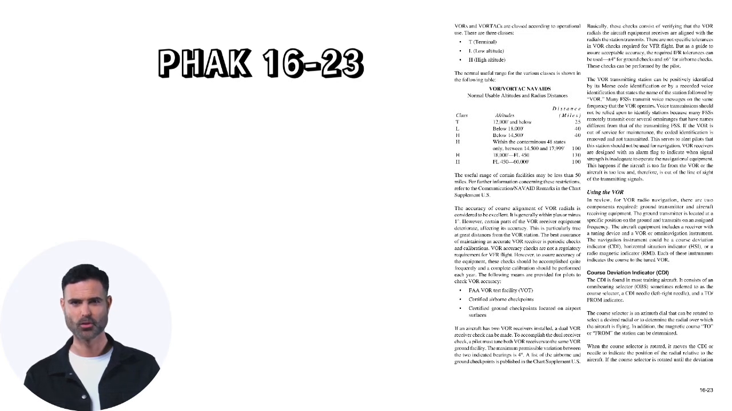To accomplish the dual receiver check, a pilot must tune both VOR receivers to the same VOR ground facility. The maximum permissible variation between the two indicated bearings is 4 degrees. A list of the airborne and ground checkpoints is published in the Chart Supplement US.